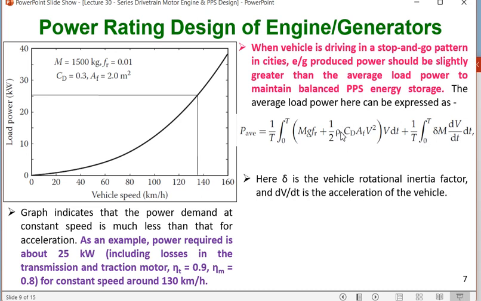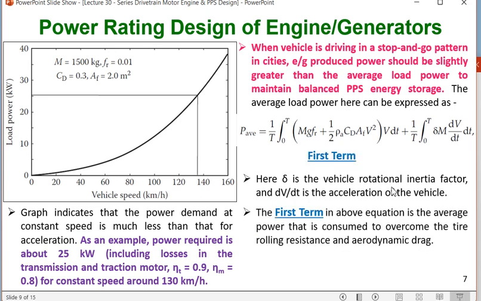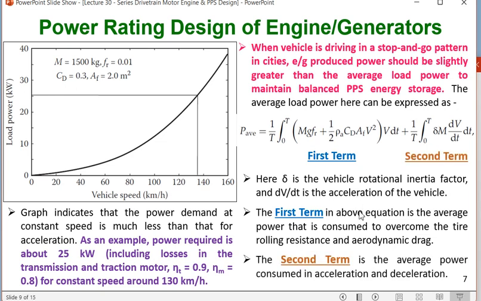If from the actual generated power we remove the wastage power, we are finding the traction power. So on the right side, delta is the vehicle rotational inertia factor, dv/dt is the acceleration of the vehicle. This is the second term together. The first term of the above equation is the average power consumed to overcome the tire rolling resistance and aerodynamic drag. That means this is the loss component. And the second term is the average power consumed in acceleration and deceleration. So this much power is helping the vehicle to go ahead, whether this power is pulling the vehicle back. That means this is the loss, and this loss is overcome, and this total power is helping the vehicle to go ahead.